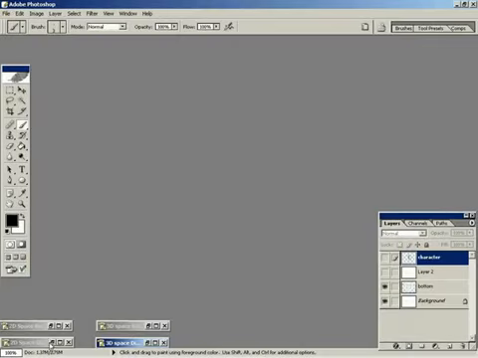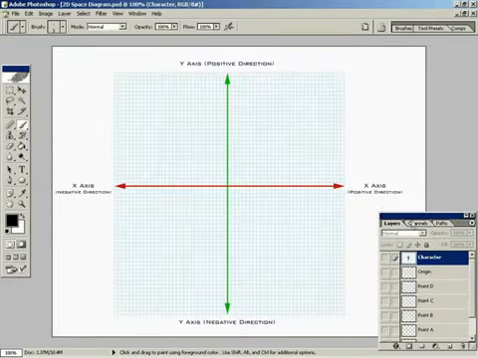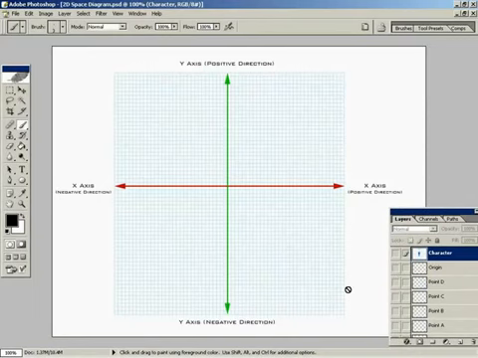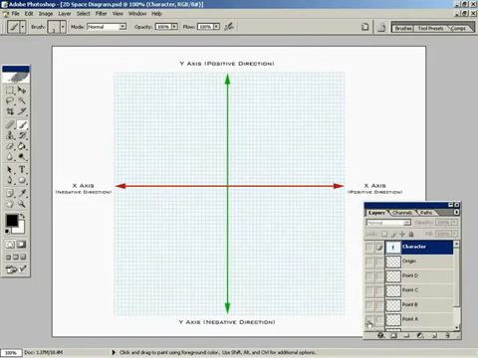So to give a visual example of this, here's a nice diagram of two-dimensional space. We have the y-axis in the positive direction. We have the y-axis in the negative direction. X positive, x negative. If you want to locate a point in two-dimensional space, all you need to do is count the grid spaces.